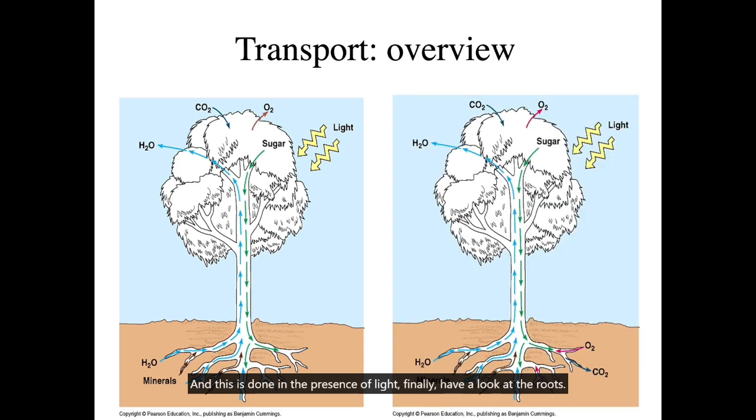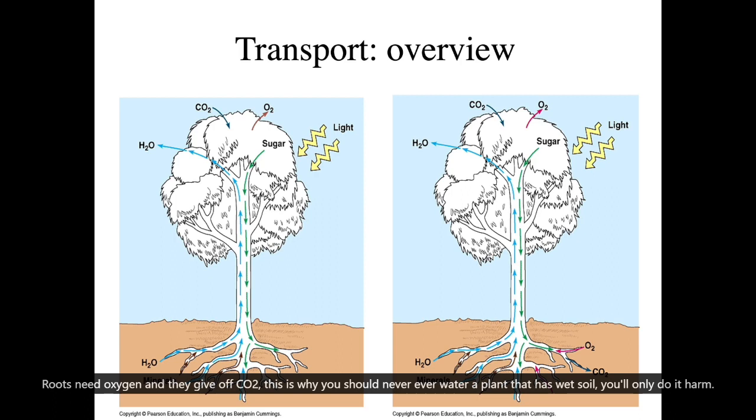Finally, have a look at the roots. Notice that oxygen is entering the roots and carbon dioxide is leaving. That's not photosynthesis. That's respiration. This is because roots have to breathe. Roots need oxygen and they give off CO2.